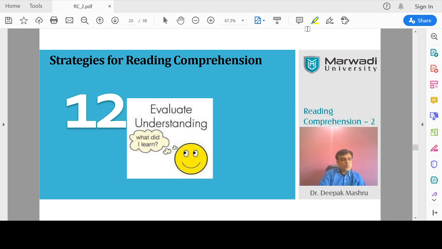The 12th one is evaluate understanding. You try to understand what exactly the author is interested in saying. If you can evaluate it, that will help you to find it out properly.